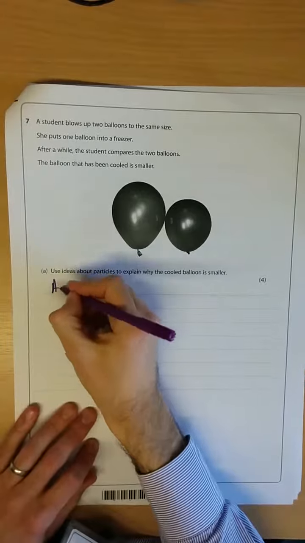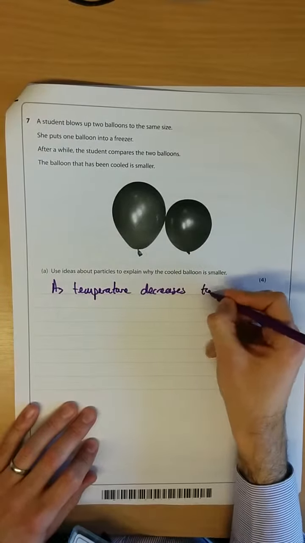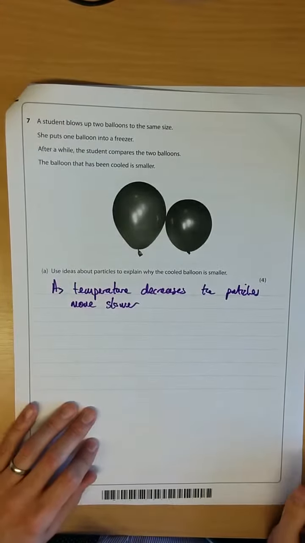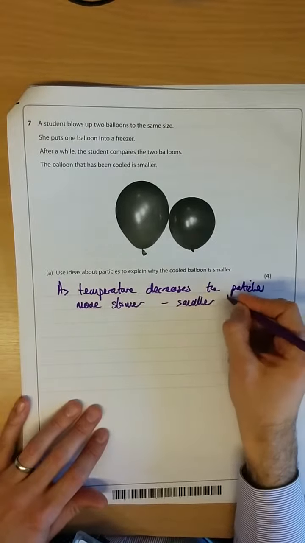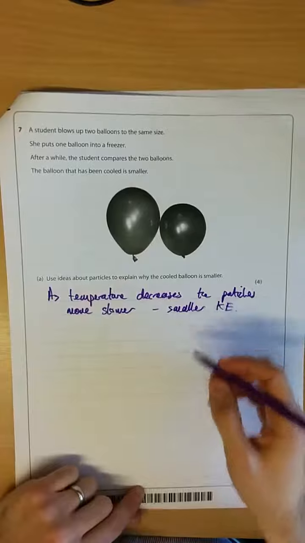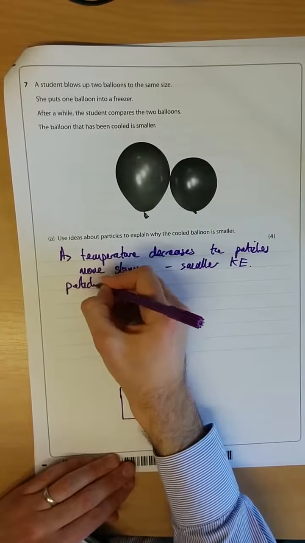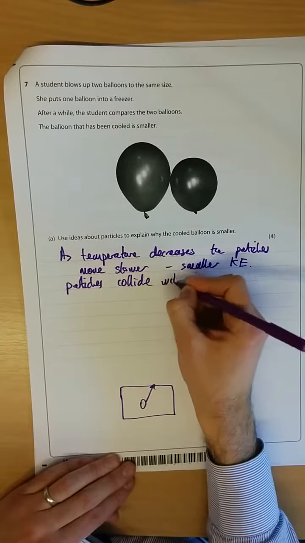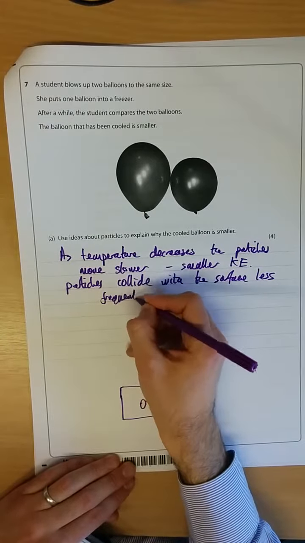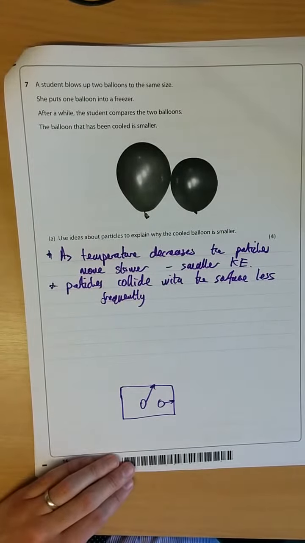So we know that as the temperature decreases, the particles move slower. Okay, they have a smaller kinetic energy. Now, what that means is that if they're moving slower, the particles will collide with the surface less frequently. There are fewer collisions. Particles collide with the surface less frequently, on average.